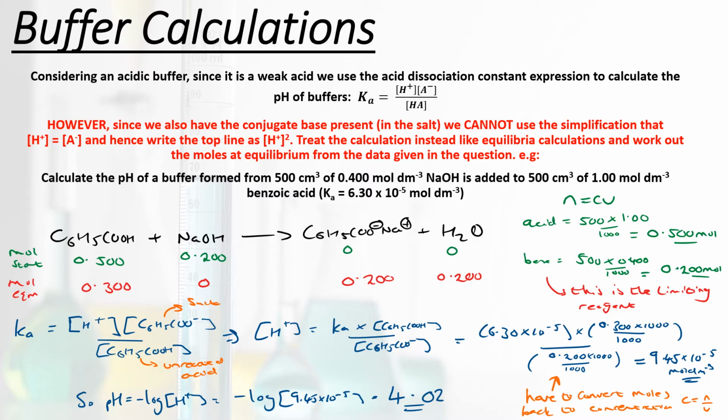So we know we have 0.5 moles of acid and 0.2 moles of base present at the start. Therefore, at equilibrium, the limiting reagent will be completely used up. It's the smallest number, so the 0.2 goes down to 0 for the sodium hydroxide.